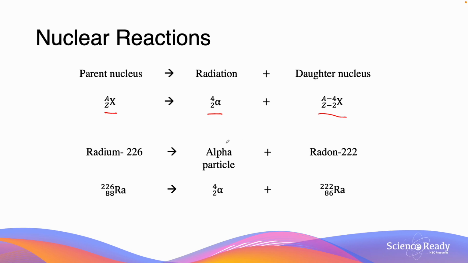If we look at this example, we have radium-226, which has a mass number of 226 and a proton number of 88. It is undergoing alpha radioactive decay to release an alpha particle, also known as the helium nucleus. And we can calculate the daughter nucleus's atomic symbol by going 226 minus 4, that equals 222, and 88 minus 2 equals 86.